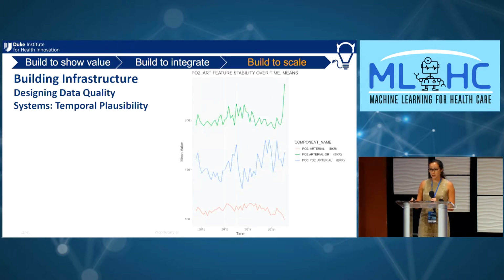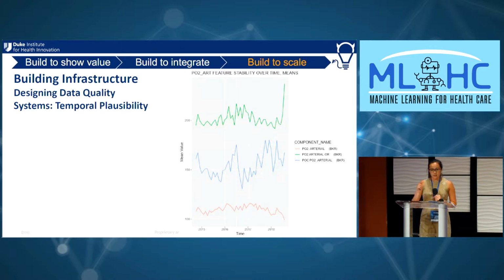So this is just a quick example of the types of checks that we are doing on our pipeline. This example in particular looks at temporal plausibility. This graph is showing the arterial O2, arterial oxygen levels, and the means over the course of 4 years.